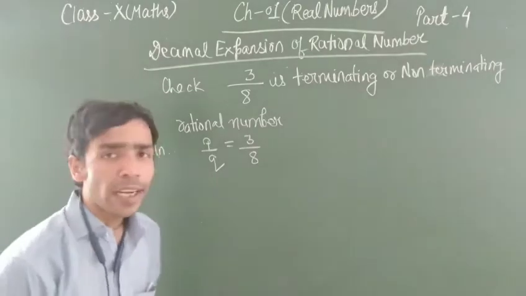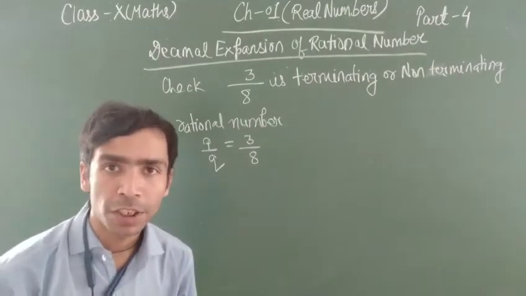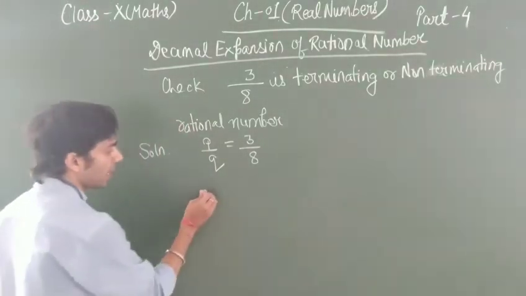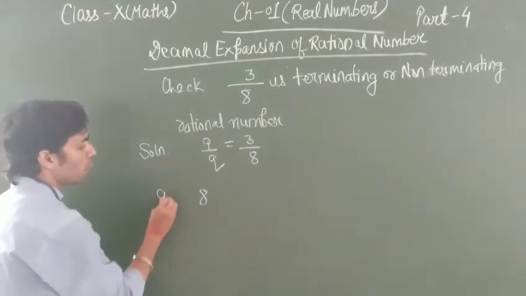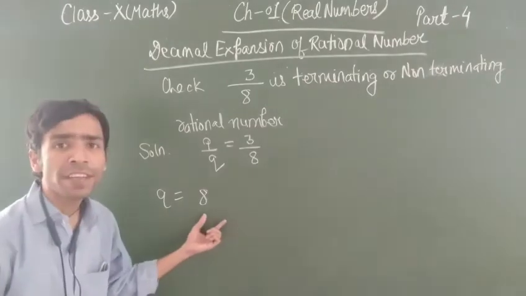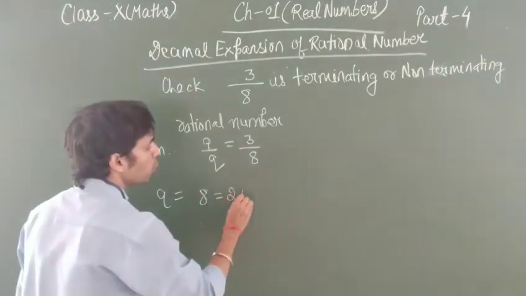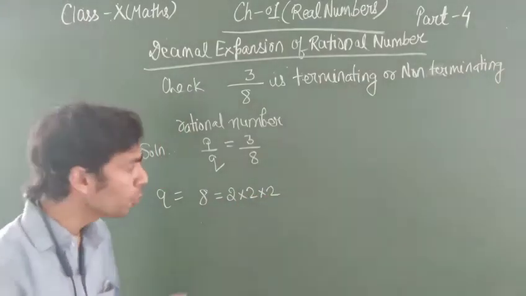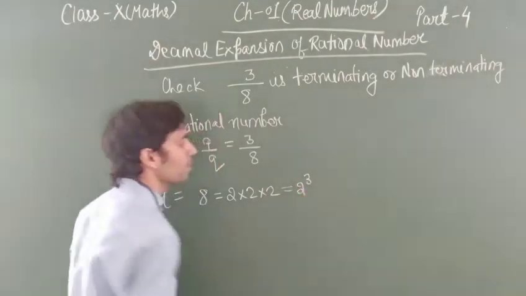8. So what I told you, you have to do the prime factorization of that denominator, meaning 8. So here 8 is the denominator, which is equal to q, because q is equal to 8. And when we do the prime factorization of 8, we will get 2 into 2 into 2. Okay, 2 into 2 into 2. This also can be written as 2^3.